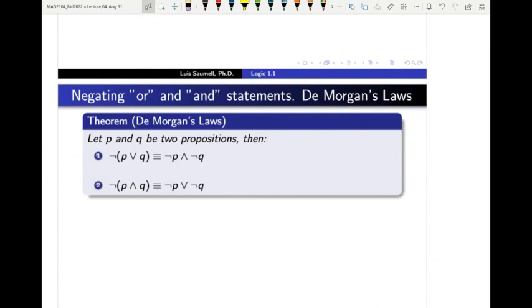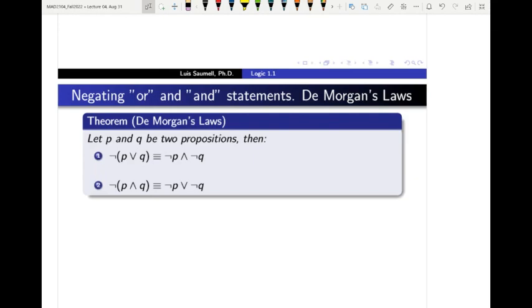Basically, this is the theorem that tells you how to negate an or and how to negate an and statement. De Morgan's law says that if you have an or statement, the way you negate it is, first of all, the or turns into an and. You flip it, it turns into and, and you have to negate both parts. So this is not P and not Q. And then similarly, how do you negate an and statement?